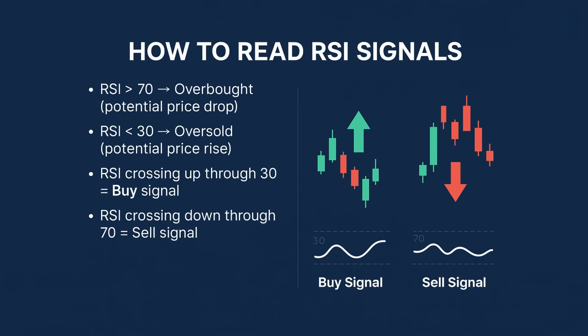So how do you actually read RSI? When RSI falls below 30, traders often see that as a potential buy signal. The stock may be oversold. When it goes above 70, it might be time to sell. The stock could be overbought. But remember, RSI is about probability, not certainty.